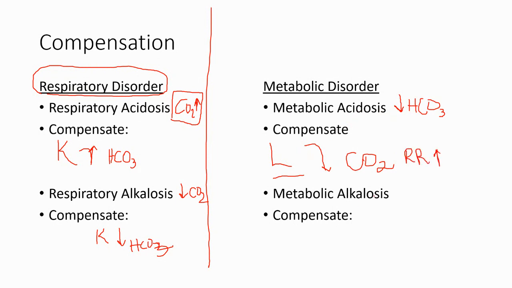A metabolic alkalosis, we have an increase in bicarb. How does the body compensate for a metabolic alkalosis? The lungs compensate. We have an alkalosis. How can the lungs help with an alkalosis? By holding on to CO2. How do we hold on to CO2? Respiratory rate decreases. So these are important to know. Understand basic compensatory mechanisms: lungs compensate for metabolic disorders, kidneys compensate for respiratory disorders.